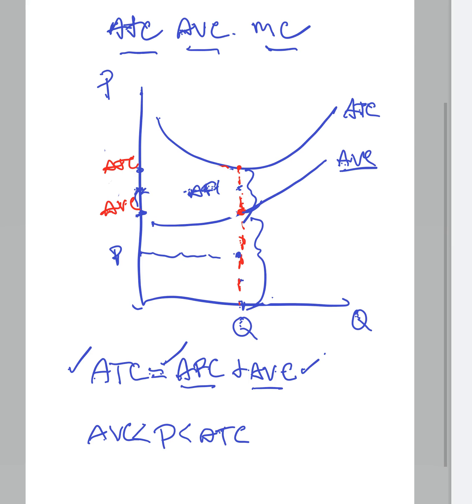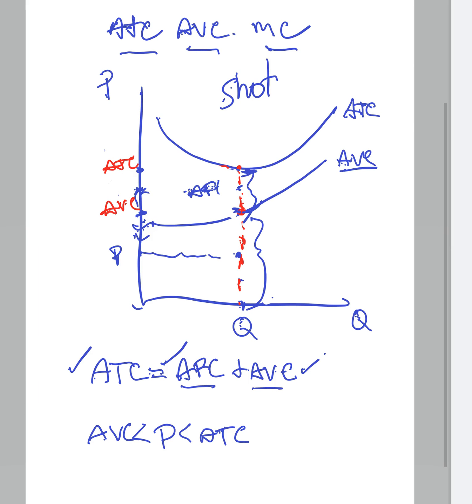So let's go back to question number 2. Question number 2 is asking you, when does it make sense for this firm to continue to produce, even though it's taking a loss? Well, it will produce as long as price is below minimum ATC, but above your AVC. As soon as price drops below AVC, then you shut down.